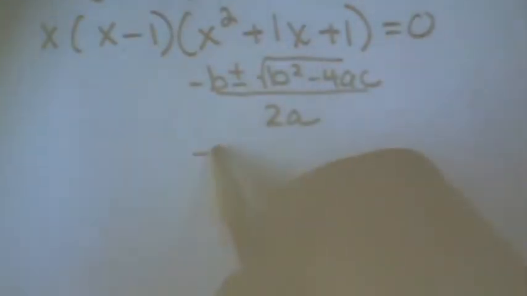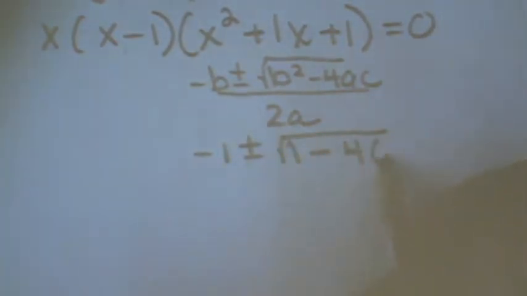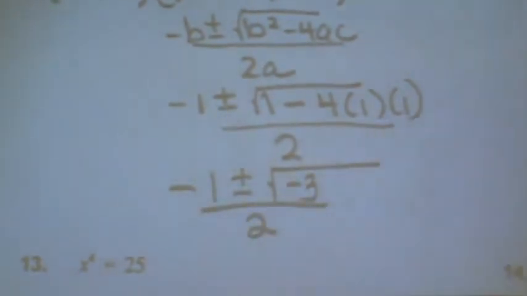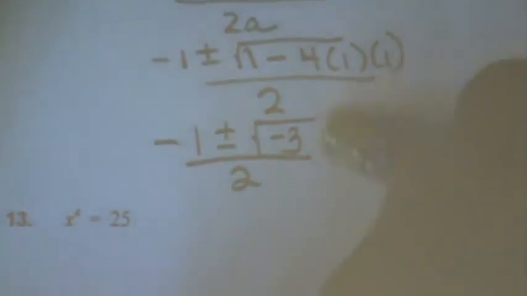So you have negative 1 plus or minus the square root of 1 squared minus 4 times 1 over 2 times 1, which is 2. So it's negative 1 plus or minus, we have 1 minus 4, which is negative 3, over 2. And all you have to do here is take out an i. So the answer would be negative 1 plus or minus root 3 i over 2. And don't forget x equals 0 and x equals 1. These are your answers.